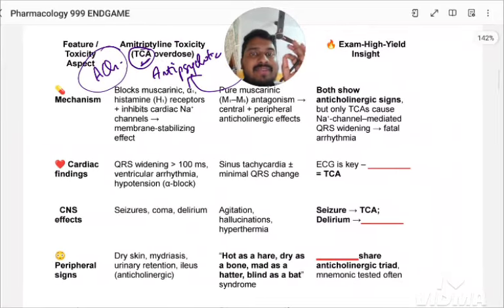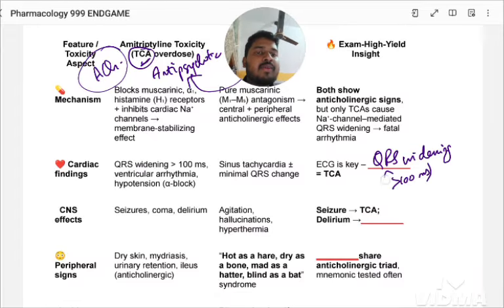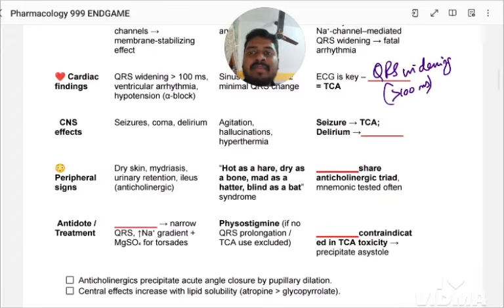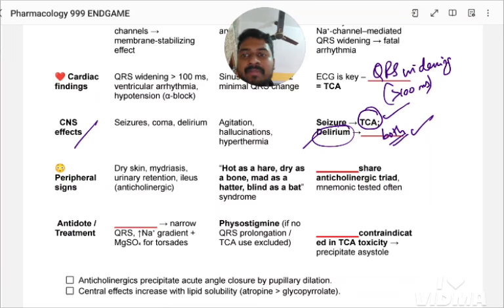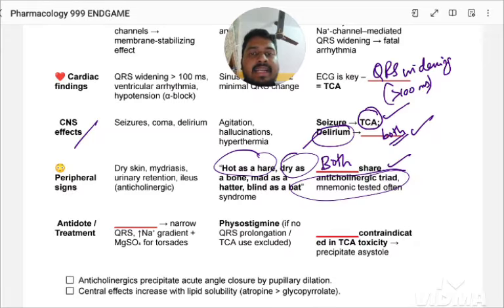What is the single cardiac finding which distinguishes? It is QRS widening. More than 100 milliseconds QRS interval is called QRS widening. So what is the CNS effect? CNS effect is seizure in case of TCA and delirium in case of both. Both atropine and amitriptyline cause delirium, but seizure is predominantly caused by TCA. Now, peripheral signs are the same, both share the anticholinergic triad, that is hot as hare, dry as bone, mad as hatter, and blind as a bat.